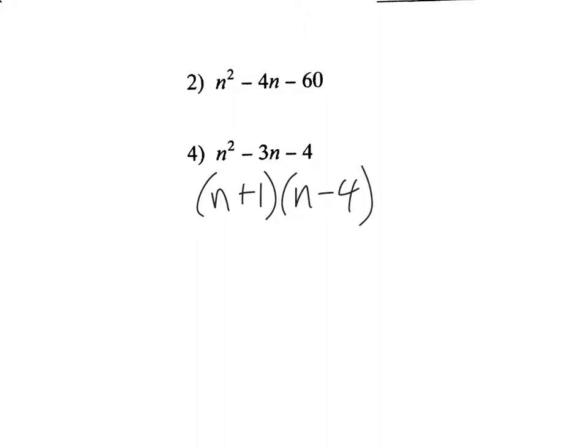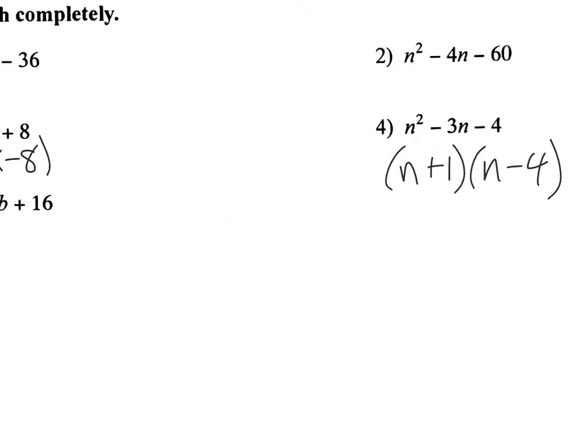Let's just look at it again. Positive 1 times negative 4 is negative 4. Positive 1 plus a negative 4 is a negative 3. Okay, let's do one more.